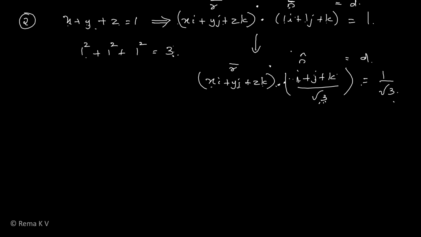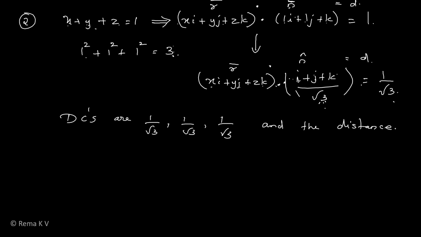If this is n cap, then the coefficients are the direction cosines. So the direction cosines are 1 by root 3, 1 by root 3 and 1 by root 3, and the distance from the origin is 1 by root 3. This is the distance from the origin. Is it clear now?